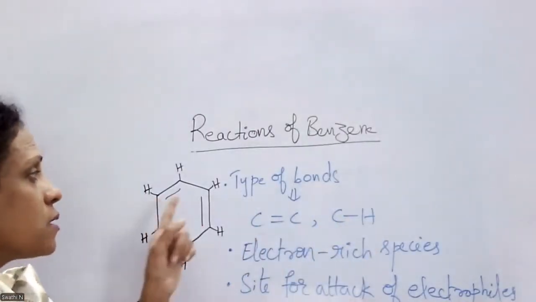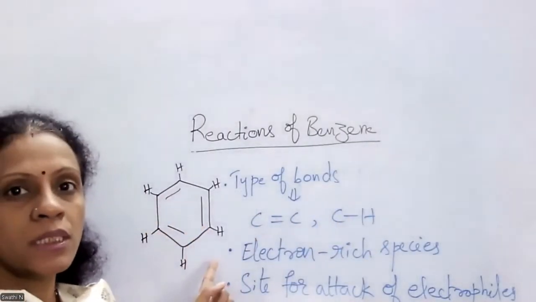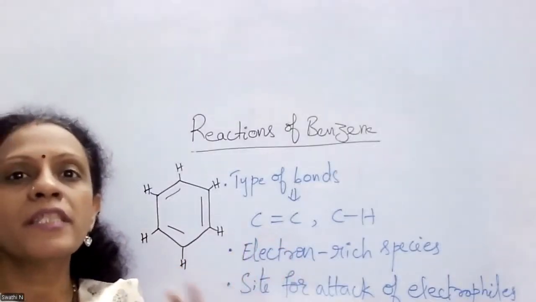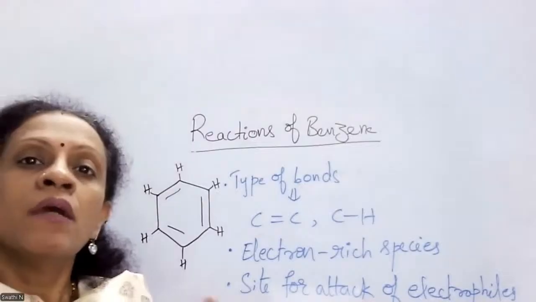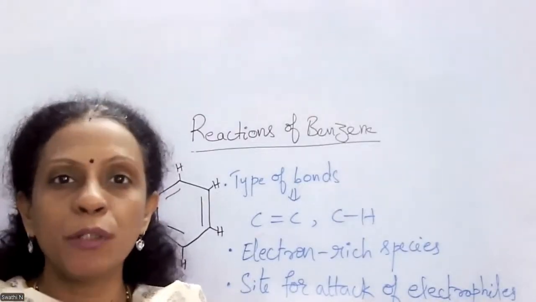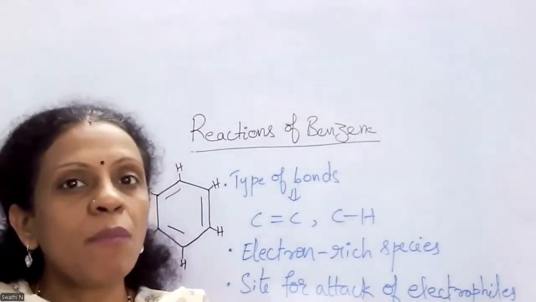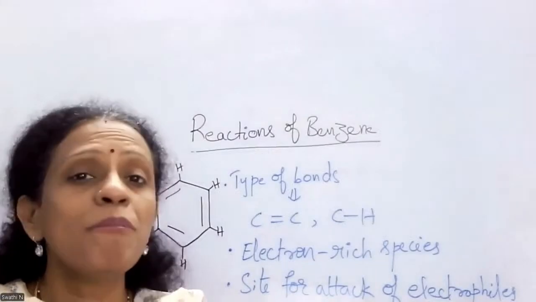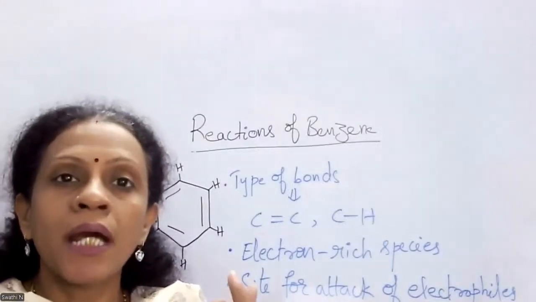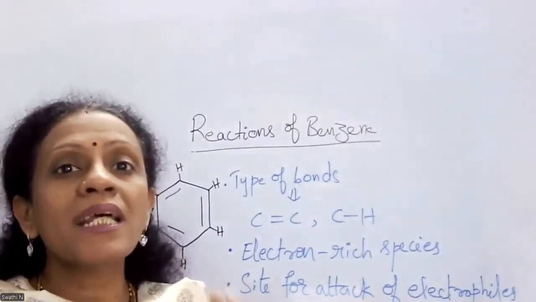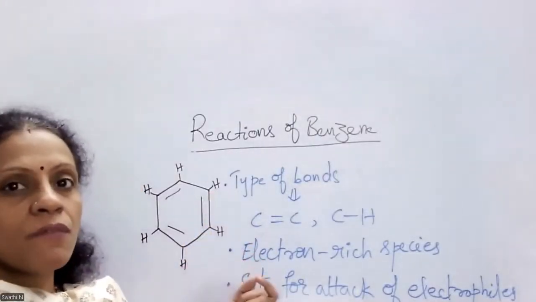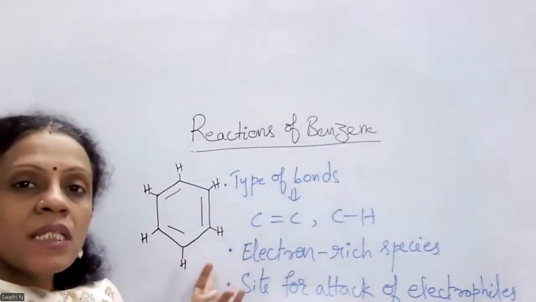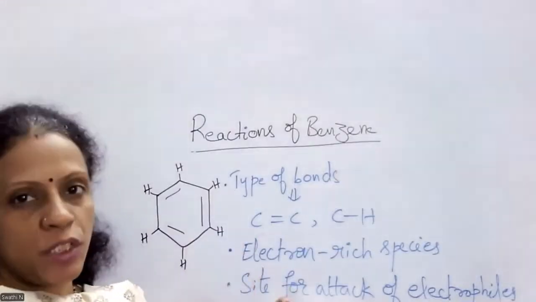Due to the presence of these carbon-carbon double bonds, the molecule is considered to be an electron-rich species. The electrons in a sigma bond are very closely held between the carbon nuclei. That is why we say sigma bonds are stable and strong. But in a pi bond, the electrons are held less tightly between the two carbon nuclei. So due to the presence of these carbon-carbon double bonds, benzene is considered to be an electron-rich species.